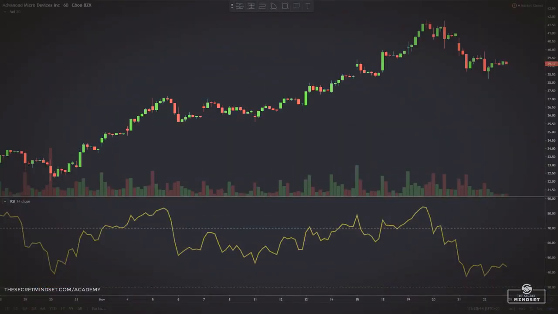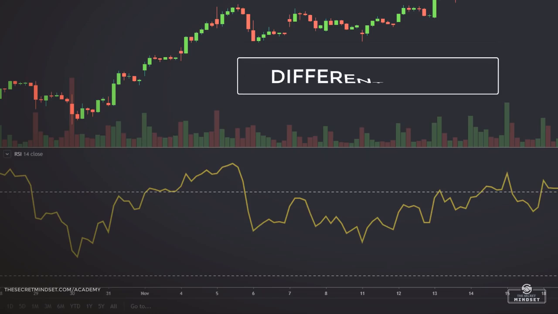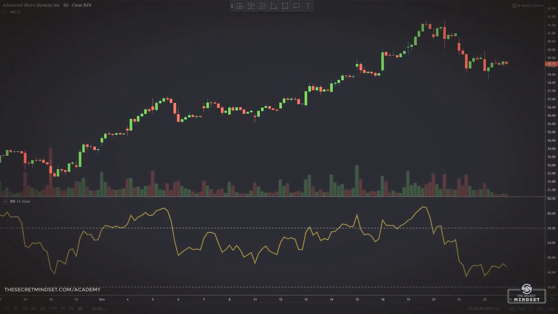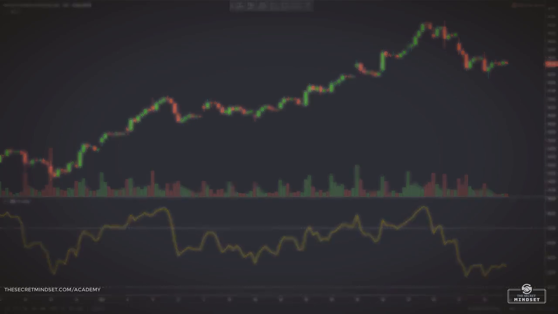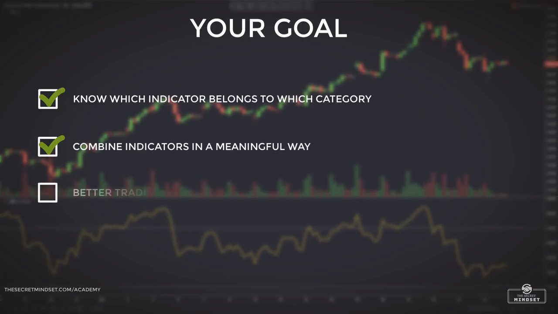As you can see, while these categories of indicators are trying to determine the same thing, whether prices are about to increase, decrease, or remain stable, the angle they each offer is unique. Looking at the market from multiple different angles can help you to develop a more accurate, realistic, and actionable perspective. Knowing which one belongs to which category and how to combine the best indicators in a meaningful way can help you to make much better trading decisions.